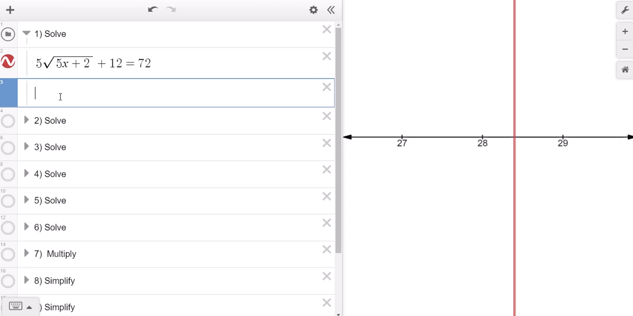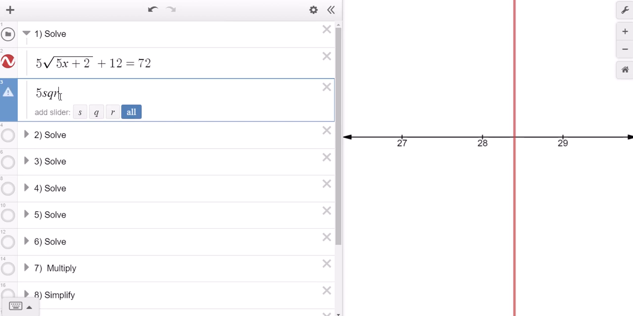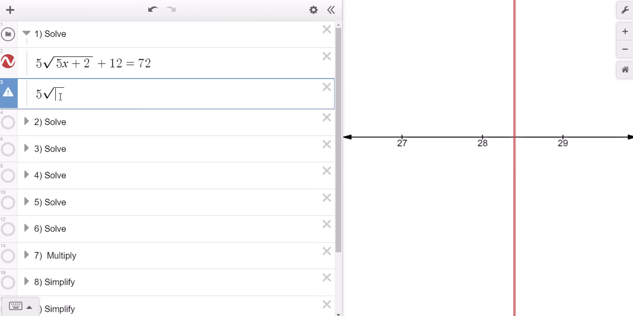If I want to solve this equation, our strategy is to first of all get the square root portion of it alone. So I'm going to do that by removing 12 from each side. So this is going to become 5, and then if I type SQRT, it gives me a square root symbol. So 5 times the square root of 5x plus 2, and then I'm going to write that that is equal to. So I'm here, I'm inside the square root. I left the square root. I'm going to say equal to, and I'm taking away 12 from each side.